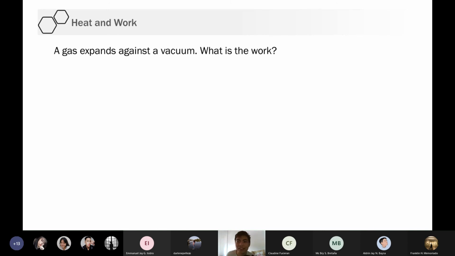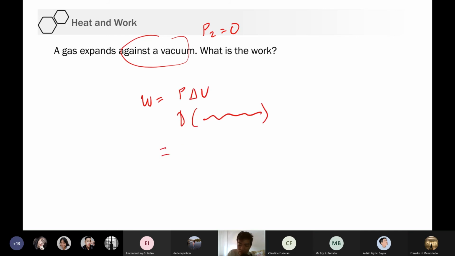Ayan, so 10. Okay, bakit uli? Kasi sabi nyo, walang external force. No? Okay. Kapag sinabing vacuum kasi, always, ang final pressure ay 0. So, if gagamitin mo yung PdV, 0 yan, times whatever this is, 0 pa rin yung sagot. Okay? So, there is no work when expanding against the vacuum. Okay?